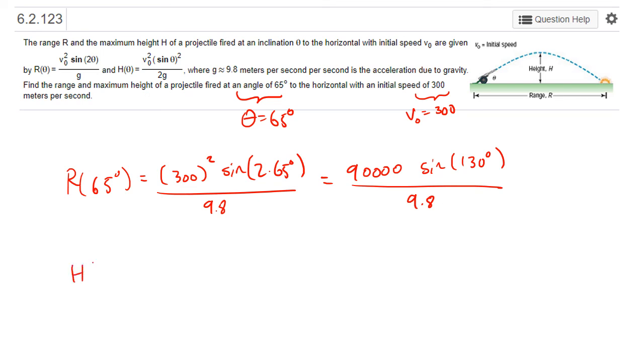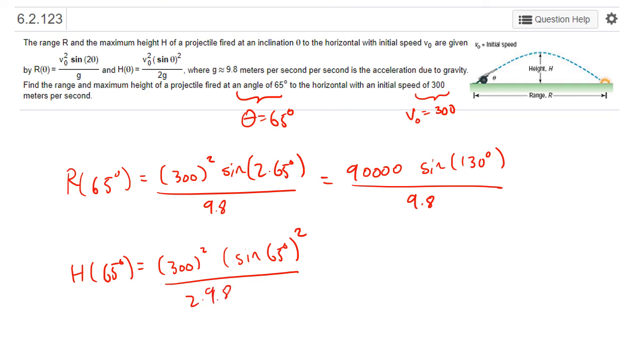Similarly, h of theta is going to be given by v naught squared, so that's 300 squared, times the sine of 65 degrees squared over 2 times 9.8. And we end up with 90,000 sine squared of 65 degrees over 19.6. And again, since 65 degrees is not a standard reference angle, we can't really figure this out exactly. The best we could do is punch it into a calculator to get an approximation.